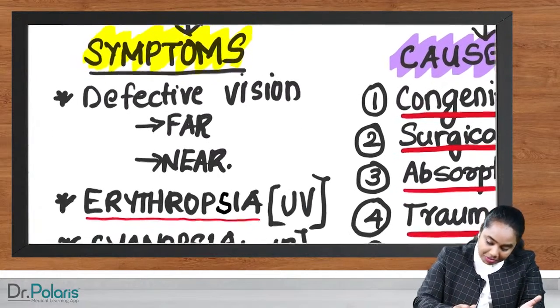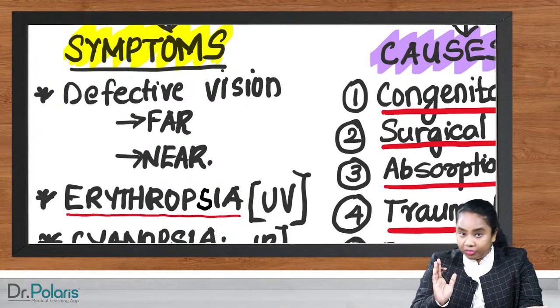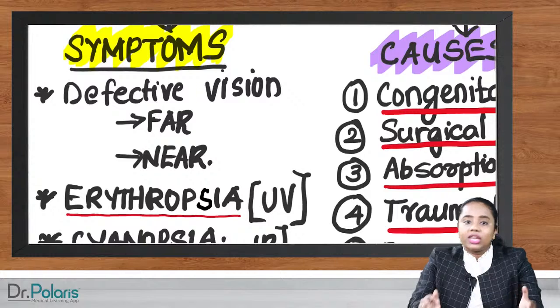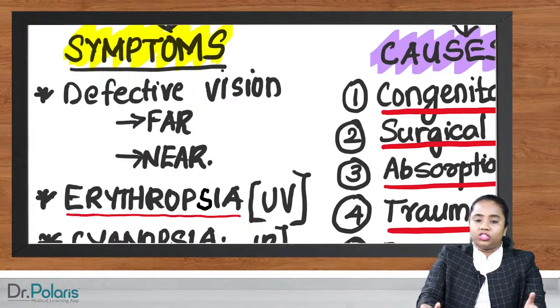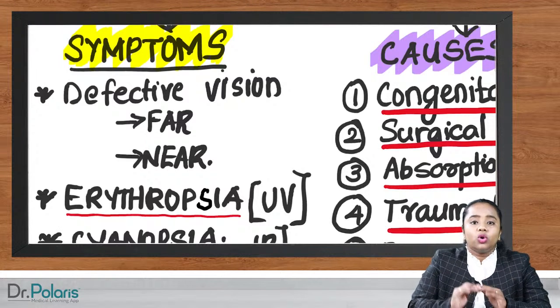Obviously, we start with symptoms. In symptoms, the first one is defective vision. Of course, the patient is not able to have a normal vision because there is no lens. Lens is very important for normal vision. So, the patient is going to have vision problems for sure.